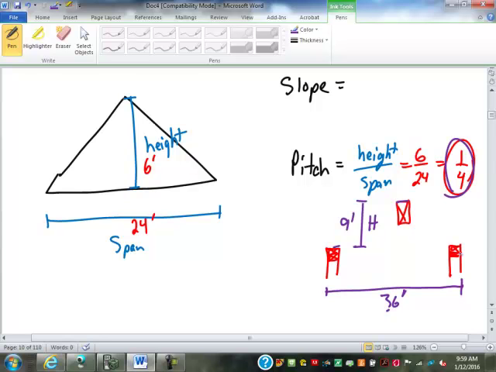Now, the truss didn't necessarily have to be a common truss like that. It could have been shaped like this. As long as that height was 6 and the span was 24 in this case, it's still going to have a 1/4 pitch. It doesn't matter whether that ridge beam is centered or not. It's just the height of the ridge beam above the top of the wall compared to the span. Slope, however, is rise over run, and it's always out of 12.